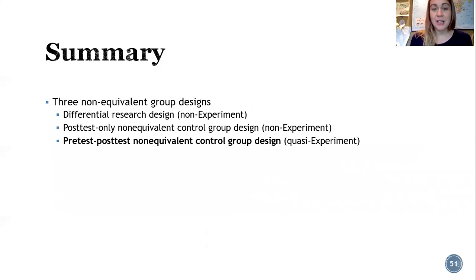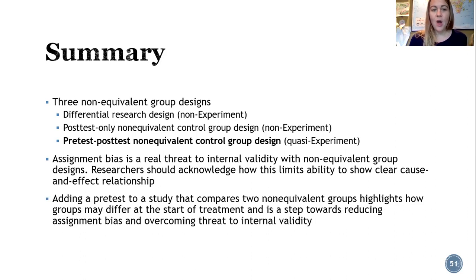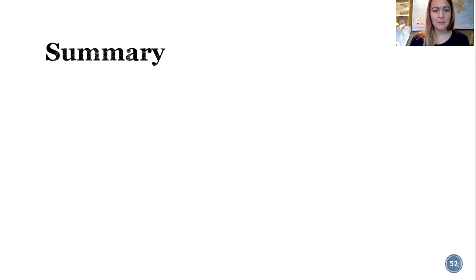We talked about different kinds of non-experiments and quasi-experiments. We talked about ones that involve comparing different groups of people. And we talked about how assignment bias is a real threat whenever we're comparing groups of people. And researchers should be aware of this and acknowledge how this limits our ability to establish a cause and effect relationship. Whenever possible, when we're comparing two groups of people, if we can add a pre-test, this will highlight how groups might differ before they receive the treatment. And it's a step towards reducing this assignment bias and overcoming this threat to internal validity.